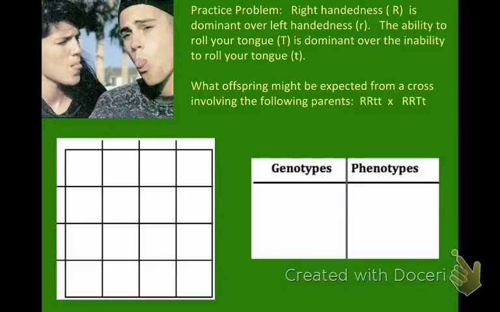So a practice problem. Right-handedness, all right, is dominant over left-handedness. The ability to roll your tongue is dominant over the inability to roll your tongue. What offspring might be expected from a cross involving the following parents? So take a minute, really try to pause the video and fill out this whole chart and the genotypes and phenotypes and see what you get. Then you can always go back and fix your answer after I show you the answer, okay? So just pause it right now and give it a shot.